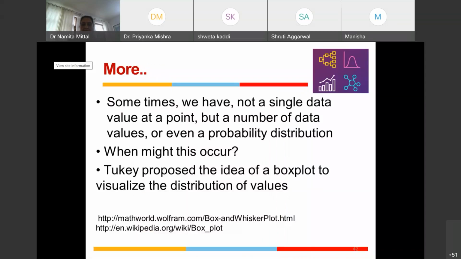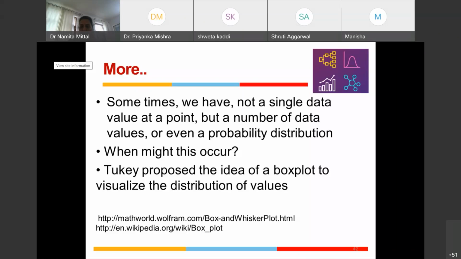So sometimes we have not only a single value at a point. So far we have seen the example of comparison of values. But what if we have lots of data to be compared? First the data is to be analyzed to get some insight out of it, and that insight is to be plotted. So Tukey, the scientist, proposed the idea of a box plot to visualize the distribution of values.